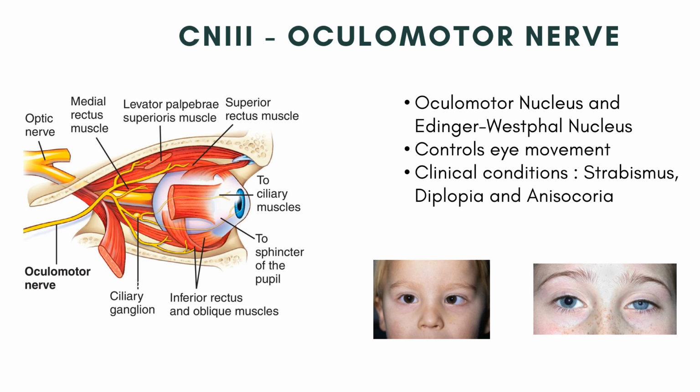Some ocular motility disorders include strabismus, which is the misalignment of the eyes, or cross eyes. There's another condition called diplopia, which is double vision. And there are also pupil abnormalities which can occur as a result of this cranial nerve dysfunction. One of the pupil abnormalities is anisocoria, which is unequal pupil size, which can indicate that there's something wrong with the pupillary fibers of the oculomotor nerve.